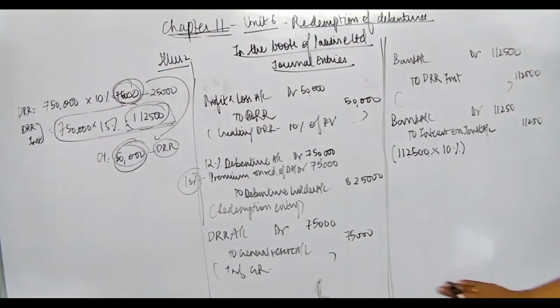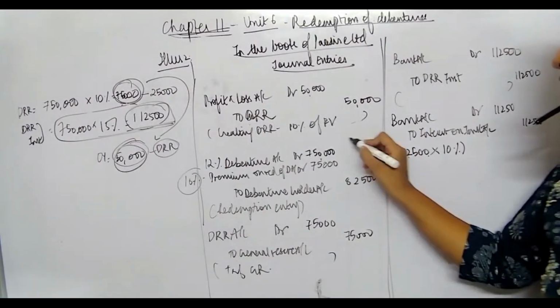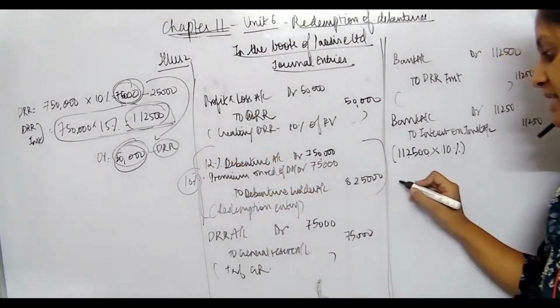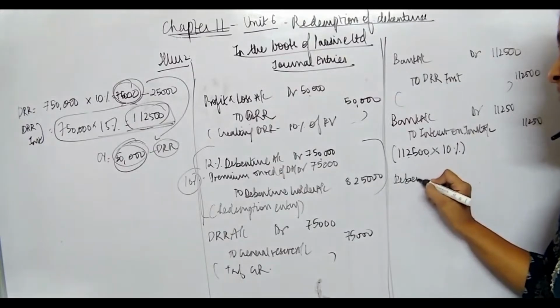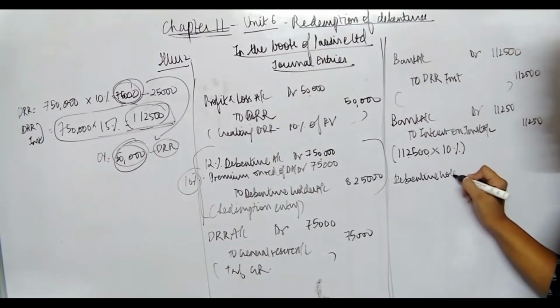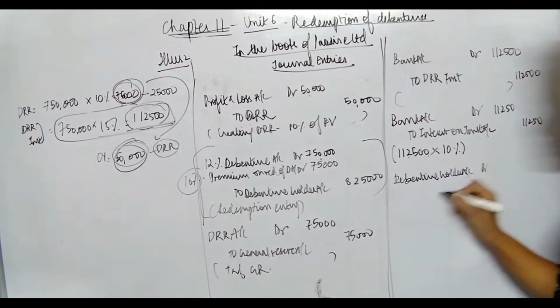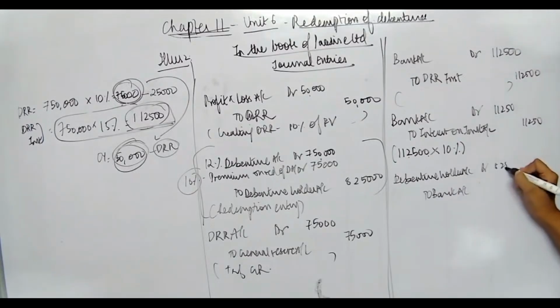Then what is the last entry, madam? Simple. You are supposed to pass the redemption entry, which is nothing but the debenture holders account debit to the bank account. How much is the value, ma'am? It is 8,25,000.